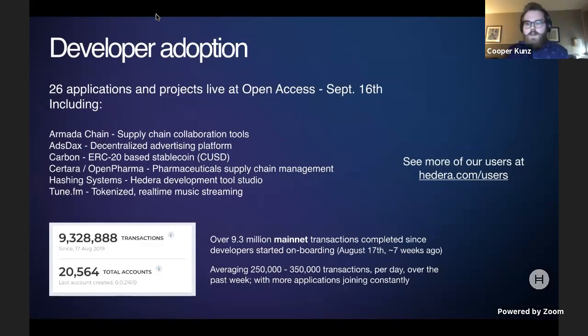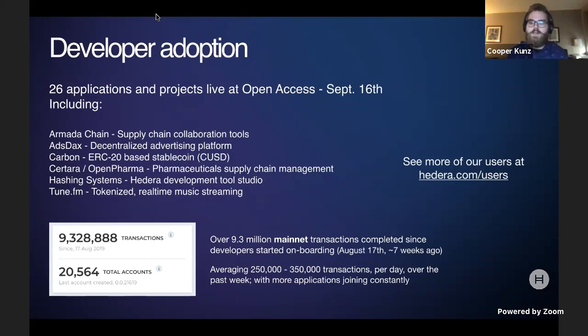And so with these things, we've actually already seen a good amount of developer adoption. When we launched our mainnet on September 16th, there were already 26 applications live and running on our mainnet, which we were very happy about. These are things all across different markets and different verticals, from supply chain to advertisements to stablecoins. We're seeing developer interest across all different types of ecosystems and communities. We already had over 9 million, it's probably closer to 10 million by now, transactions completed on the Hedera network since we started onboarding our users.